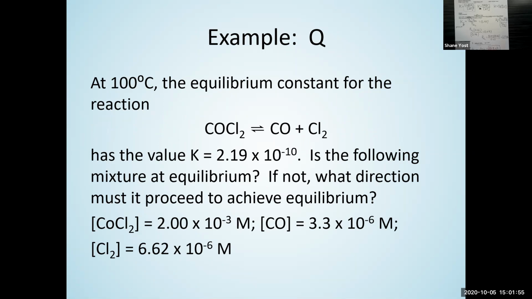So here, let's do an example for reaction quotient Q. At 100 degrees Celsius, I have an equilibrium reaction which has a numerical value for its equilibrium constant equal to 2.19 times 10 to the minus 10. And the question is: are the following mixtures of reactants and products an equilibrium mixture? And if not, what direction must the reaction proceed to achieve equilibrium?